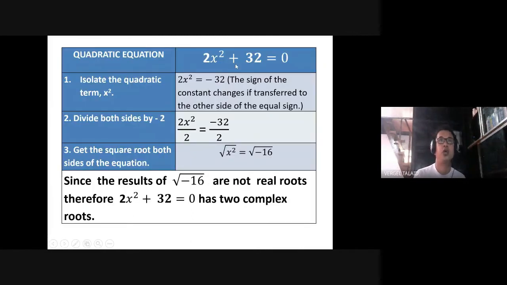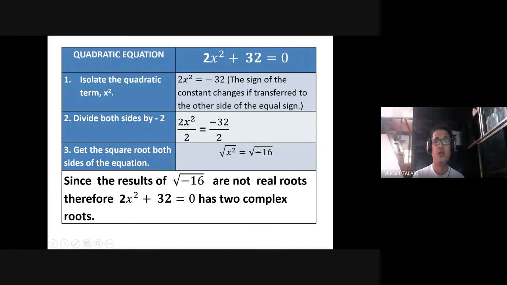We have here 2x squared plus 32 is equal to 0. Isolate the quadratic term. So you are going to transpose positive 32 to the right side. That becomes negative 32. Then divide both sides by a positive 2. So 2x squared divided by 2 is x squared. Negative 32 divided by 2 is negative 16. Get the square root of both sides of the equation now, getting the square root of x squared.